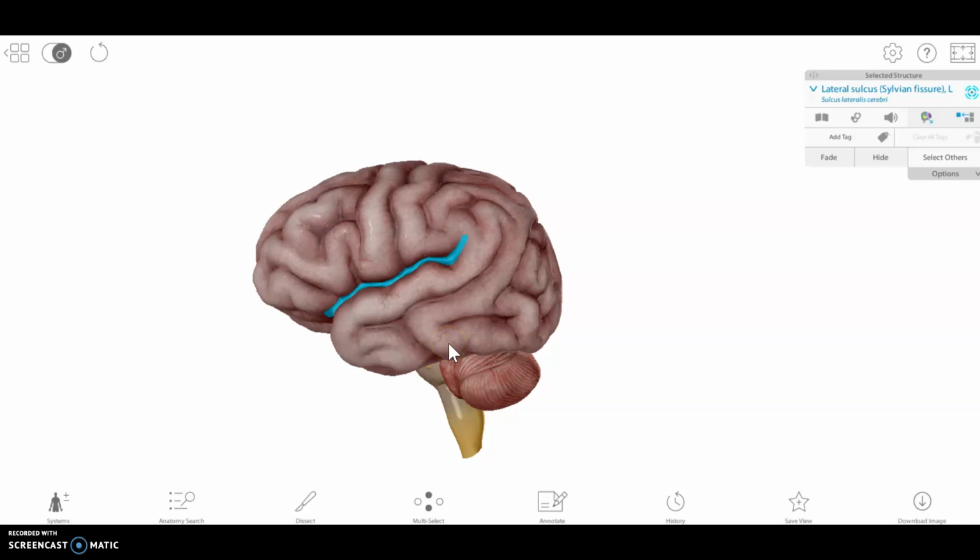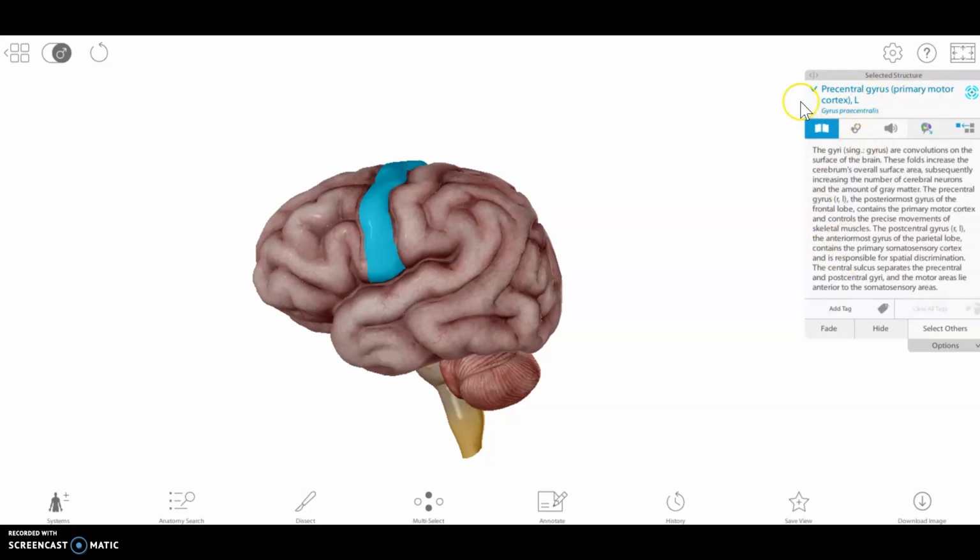Okay, so now for your functional areas, you have your primary motor cortex. This is what's responsible for your conscious or your voluntary movement. So when you think about moving or you think about initiating movement, it originates in this region of the brain. It's in your precentral gyrus. So right here, you select it in blue, it'll pop up here. It tells you it's your primary motor cortex. You can also read all about it. You click the little definition here, it'll tell you all about that primary motor cortex.